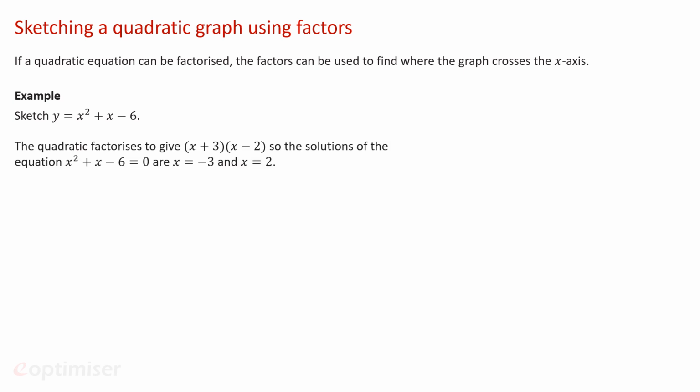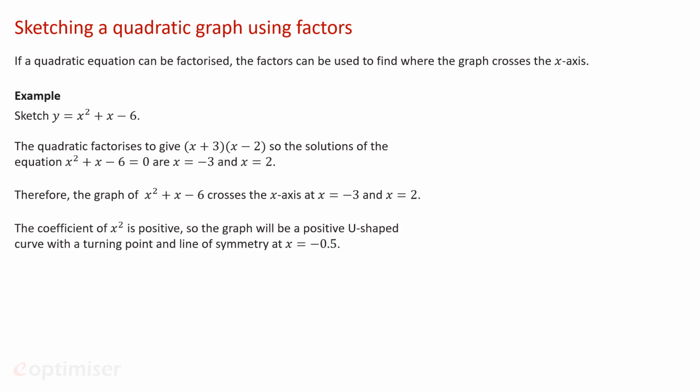So we can factorize this one. Factorizing and setting y equal to 0 will let us find the x values. The factors of x squared plus x minus 6 are x plus 3 and x minus 2. Therefore, when x is equal to minus 3 and x is equal to 2, you'll be getting y equal to 0. So the graph is going to cut the x-axis at minus 3 and 2. From this you can find the line of symmetry. The middle of minus 3 and 2 is going to be the line of symmetry. That is going to be minus 0.5.